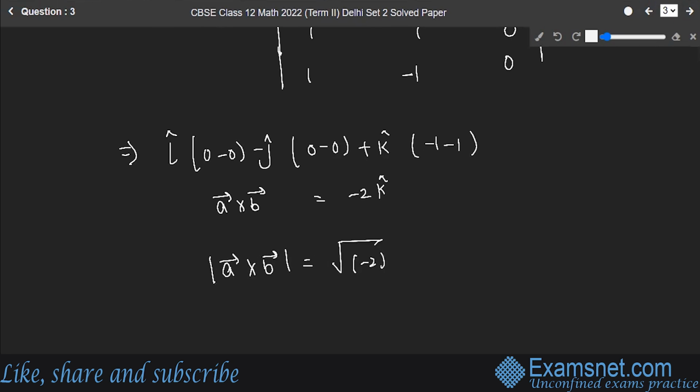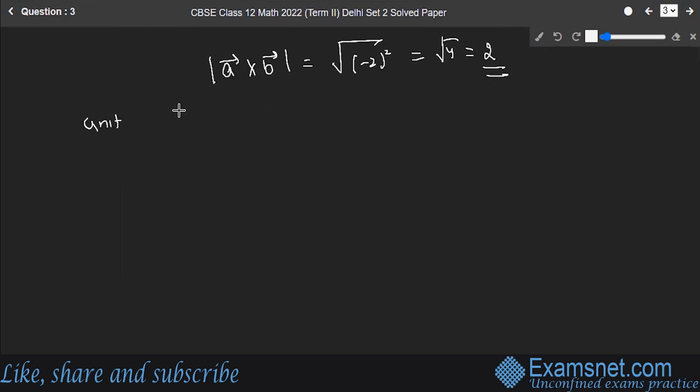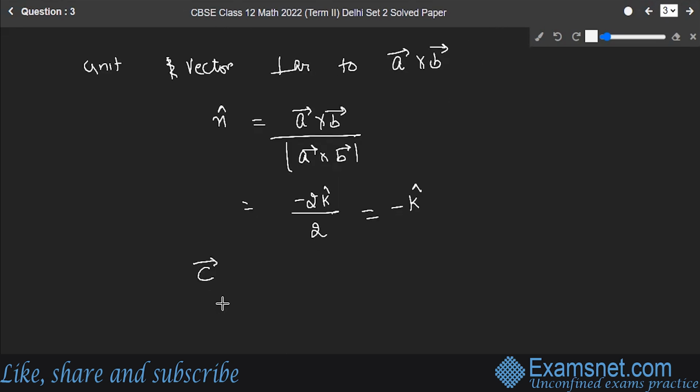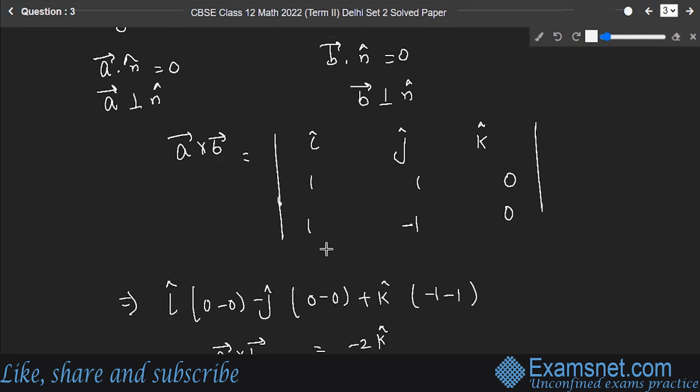This will be given by the root of minus 2 squared, which is equal to 2 only, right? Now, the unit vector perpendicular to A cross B is given by A cross B divided by the magnitude. So this is equal to minus 2 k vector upon 2, which is equal to minus k vector. Okay. So C vector dot n cap is given by, what is C vector equal to, i plus j plus k.